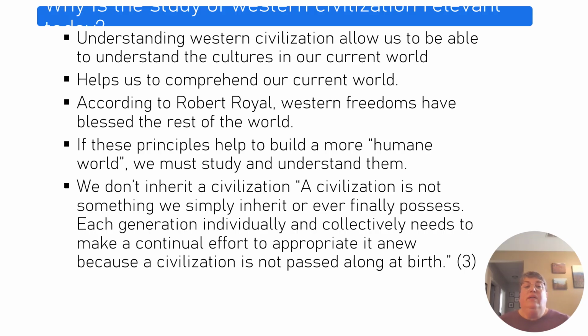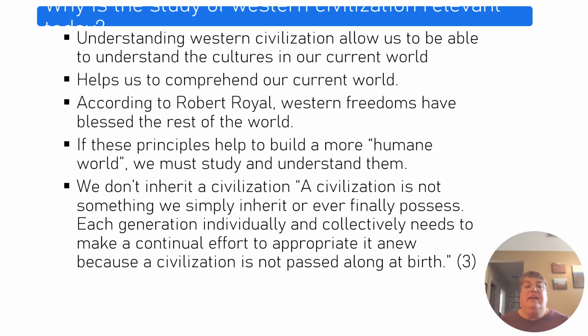According to Robert Royal in his article, Western freedom has blessed the rest of the world. It is just not in one part of the world that has been blessed by it, but the ideas that come with Western freedoms and Western civilizations have been a blessing to the entire world. And he said that these principles help to build a humane world, but for that to happen, we have to study them, we have to understand them.